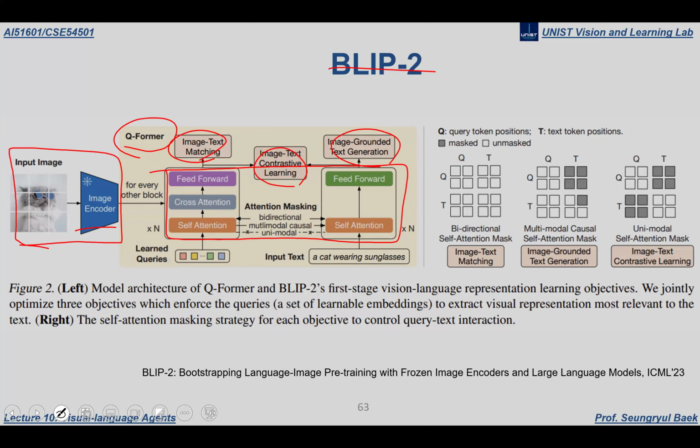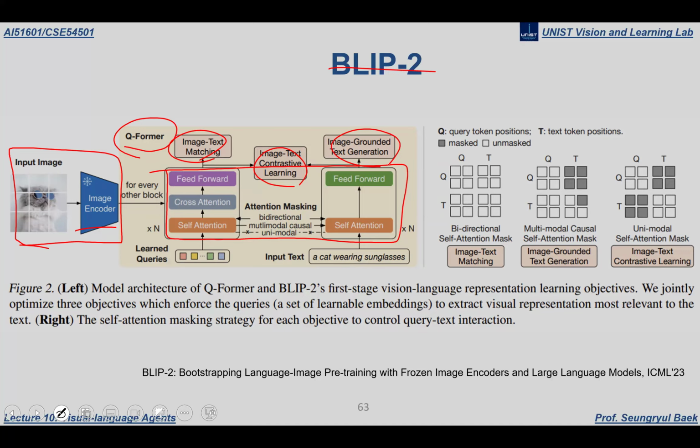The first one, image text matching, is a binary classifier. If text and images are matched, they produce the binary value one, otherwise they produce zero. Image text contrastive learning is similar to CLIP: they make the image features and text features similar when they are matched, otherwise they make their distance larger. That is the contrastive learning rule. And the last one, image grounded text generation, generates the text from the queries.